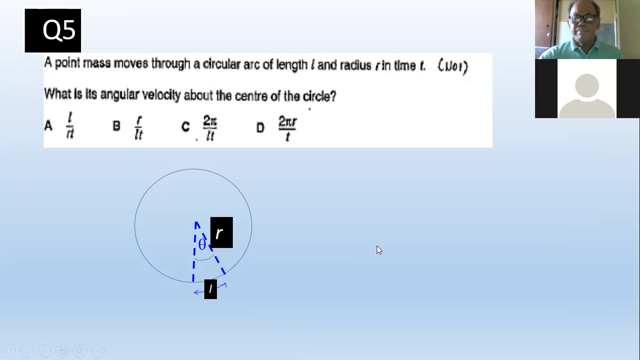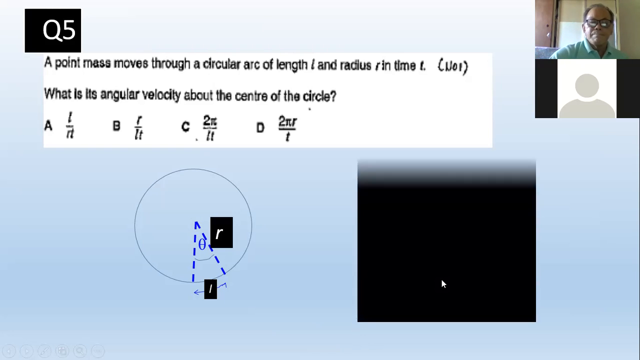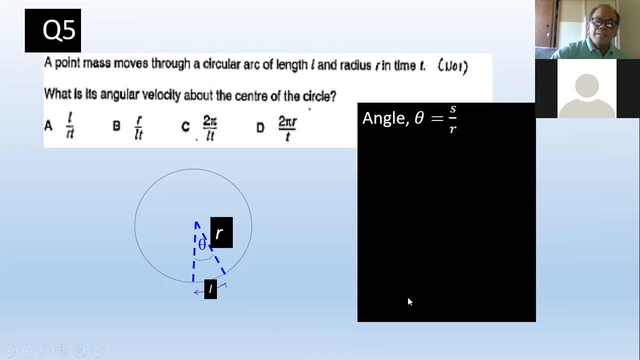Okay, let's see. Your theta is s over r. Use the symbols in this question. s is your L, r is still the same. So it's L over r. Use our definition, omega is theta over T. Theta, just place it there. So it's L over rT. So the answer is A. Sorry, wrong. A.